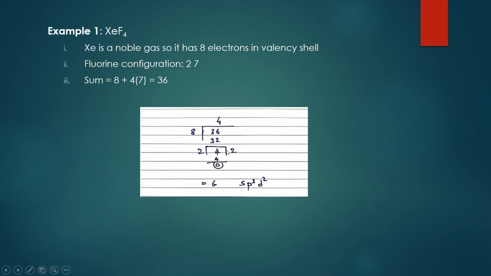So now you sum up the quotients, that is 4 plus 2. 4 plus 2 is equal to 6. That means there are 6 orbitals involved in this hybridization. 6 orbitals, that means 1 s orbital, 3 p orbitals and 2 d orbitals. Thus the hybridization of the compound XeF4 is sp3d2.